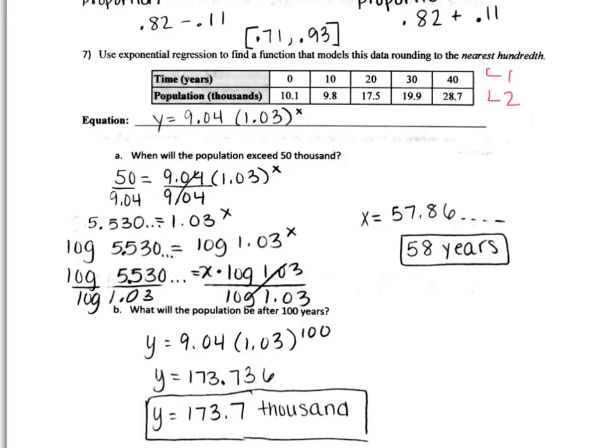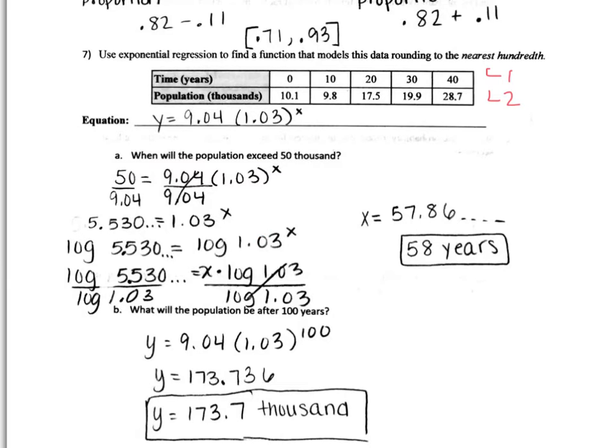All right, and now it says, when will the population exceed 50,000? You don't have to put 50 and then 3 zeros, because these population numbers are already in thousands. So since that is your y value, you're going to put the 50 here, and we want to find x, the time that it will take for this to happen. So I know that when I'm trying to find an exponent, I have to use logs. And when I use logs and I'm trying to find an exponent, I have to isolate the base with the exponent. So I divide by 9.04, and this is what I'm left with.